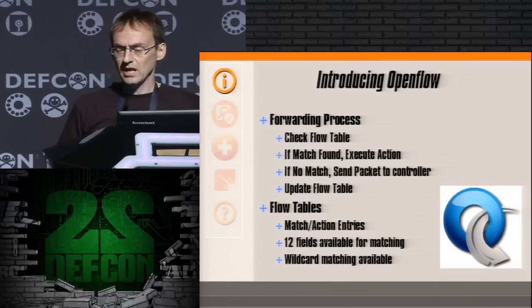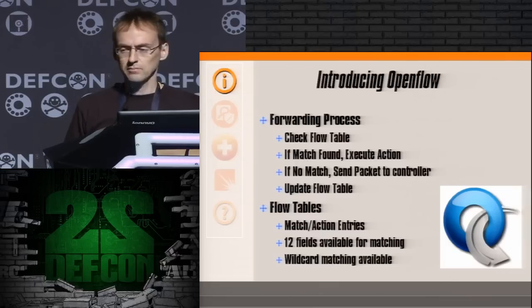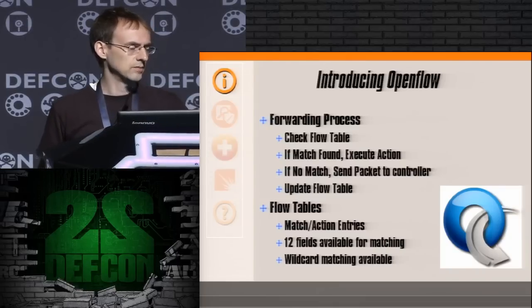The forwarding element has a flow table. It's basically a set of match action entries. There are 12 fields available for matching. And there's wildcard matching available too, so you can pretty much kill more than one bird with a single stone. You don't have to have a single entry for each type of packet that you might end up running across.